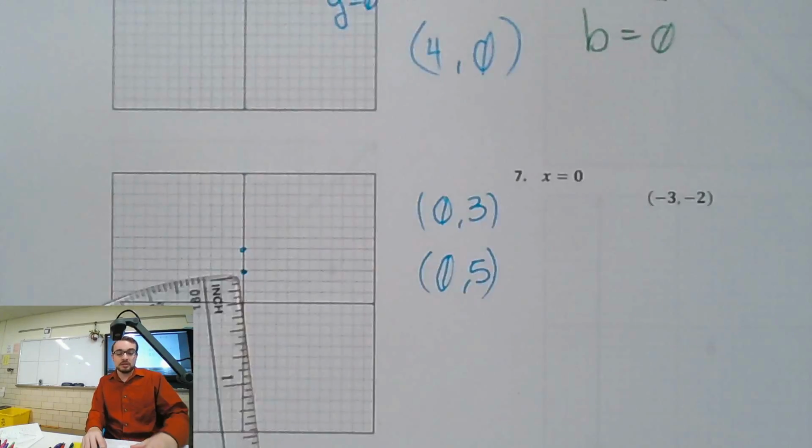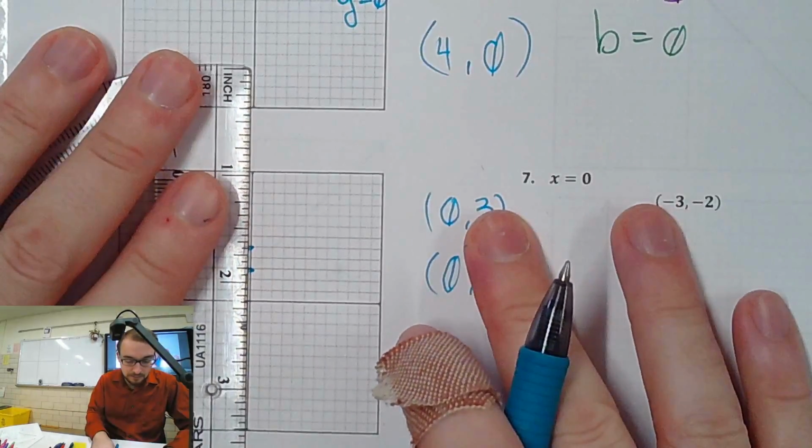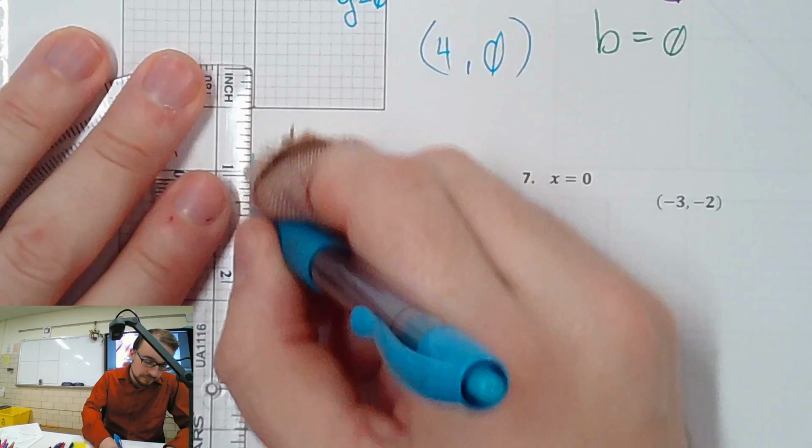Perpendicular line or vertical? Not perpendicular, but horizontal, vertical, right? Up and down.